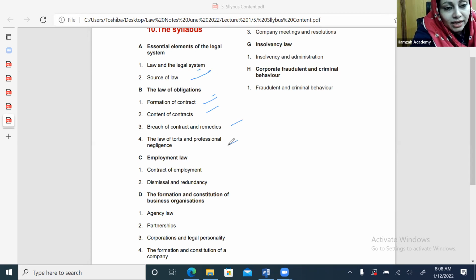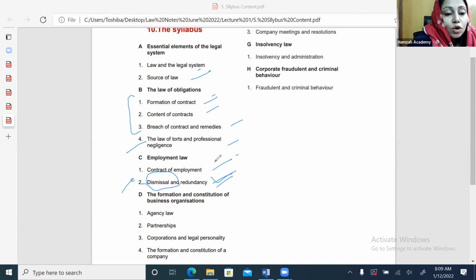Then law of tort and professional negligence. This is about persons dealing with each other, and this is about professional ethics. Then employment law: what the contract of employment is and how it comes to an end, dismissal, how employees can be dismissed, how employees are made redundant, and what compensation is available for dismissed and redundant employees. If employees feel they have been dismissed or made redundant due to a misunderstanding or mistake of the employer, they have the right to go to court and claim for justice.